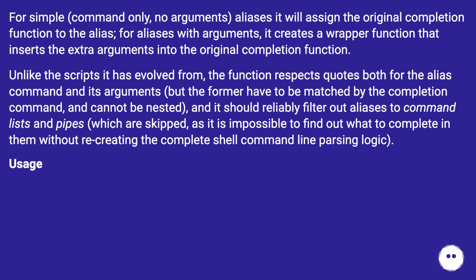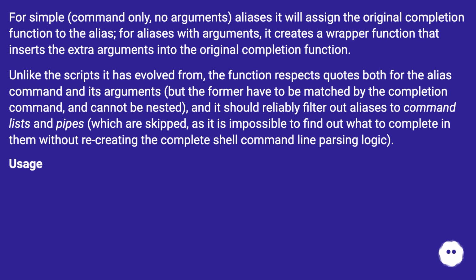Unlike the scripts it has evolved from, the function respects quotes both for the alias command and its arguments, but the former have to be matched by the completion command, and cannot be nested. It should reliably filter out aliases to command lists and pipes, which are skipped, as it is impossible to find out what to complete in them without recreating the complete shell command line parsing logic.